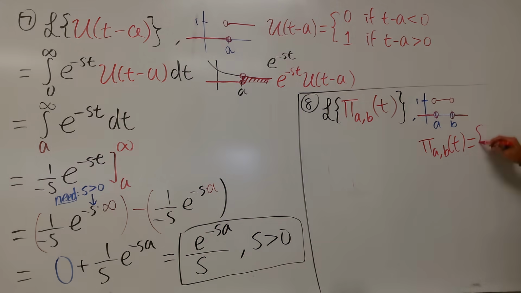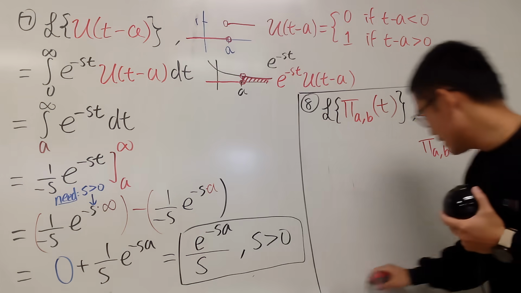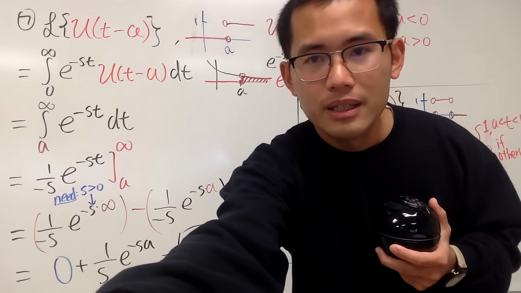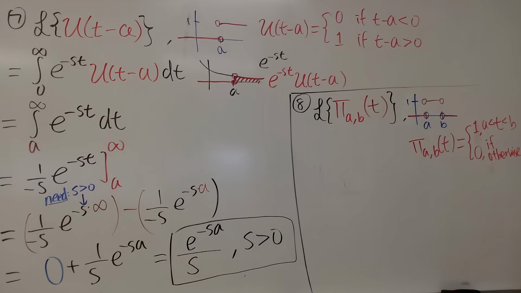So you can write it down like this. 0, I should write down 1 first. 1 if the input is in between a and b. And again, do not worry about the endpoints. 0 otherwise. Okay? I'm sorry about the words, otherwise meaning everywhere else. All right, so that's pretty much it.